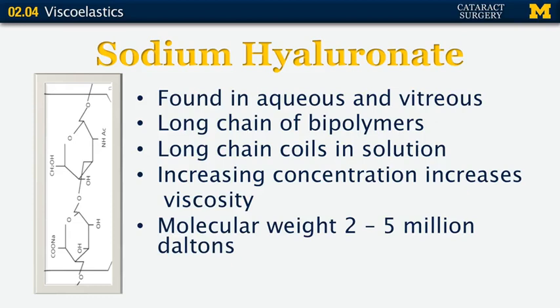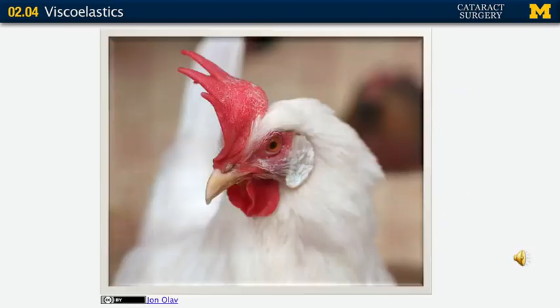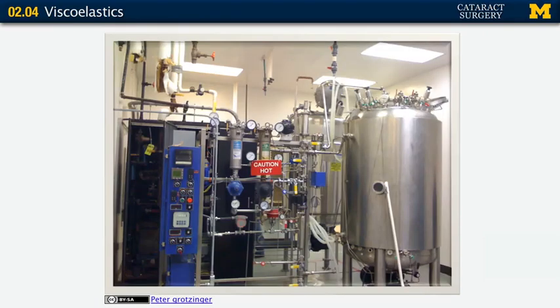Where do we get sodium hyaluronate to use in our viscoelastics? If you guessed rooster combs, you'd be correct. And fortunately, however, we also get it from bacterial fermentation. Let's move on to chondroitin sulfate.